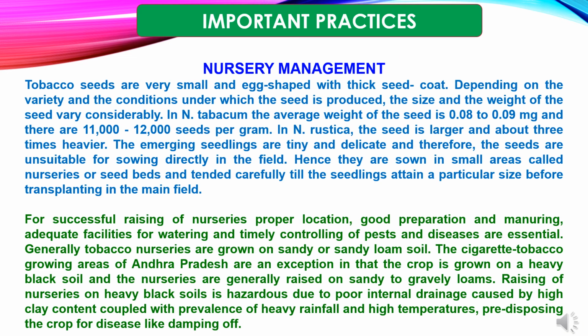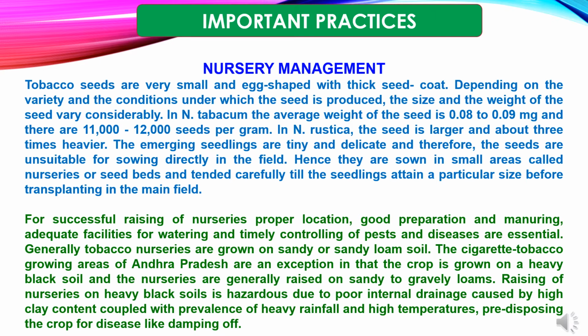Now to study important practices in tobacco cultivation. Now we will go through nursery management. Tobacco seeds are very small and egg-shaped with a thick seed coat. Depending on the variety and conditions under which the seed is produced, the size and the weight of the seeds vary considerably. In Nicotiana tabacum, the average weight of the seed is 0.08 to 0.09 milligrams and there are 11,000 to 12,000 seeds per gram. In Nicotiana rustica, the seed is larger and about 3 times heavier.